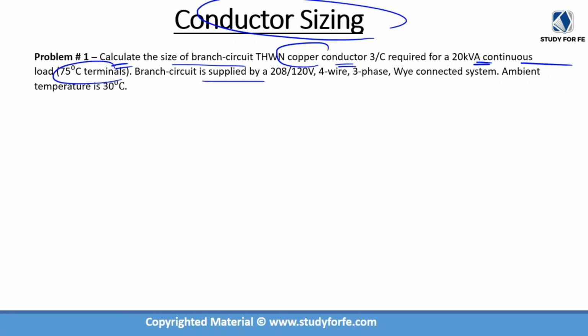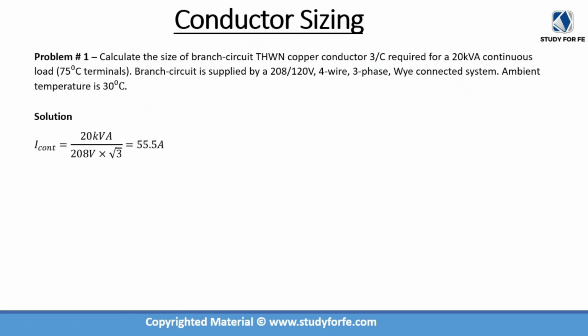Branch circuit is supplied by this power source, which is a three-phase, four-wire, 208 to 120 volts. It's a Y-connected system. And the ambient temperature is also provided to us as 30 degrees C. So first of all, let us calculate the continuous loading.